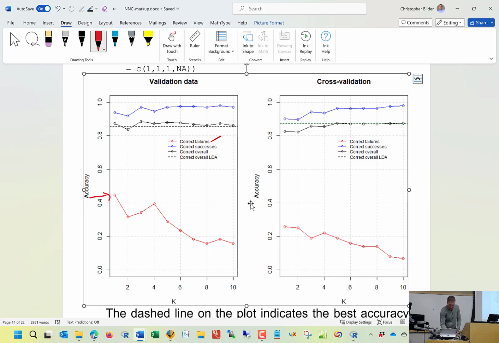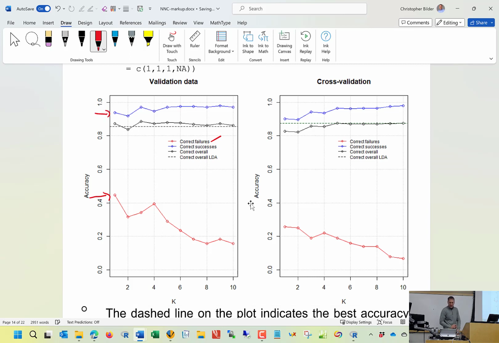We can look at the correct successes, that proportion. Those are the blues. We can see that it kind of increases as a function of k. And then the black corresponds to the overall rate. And we can see that the black is remaining fairly constant, especially once you get above 2. So once you're at 3.